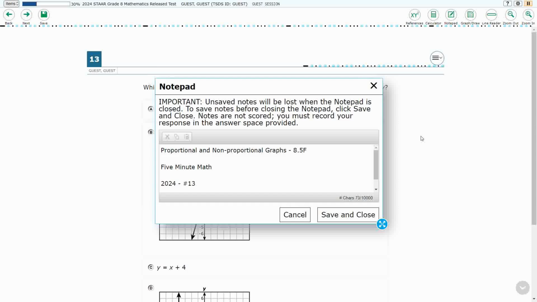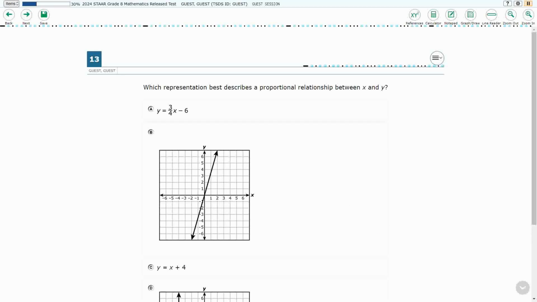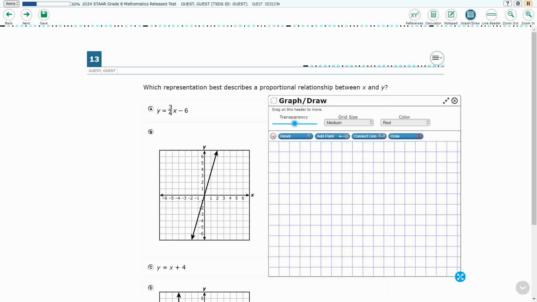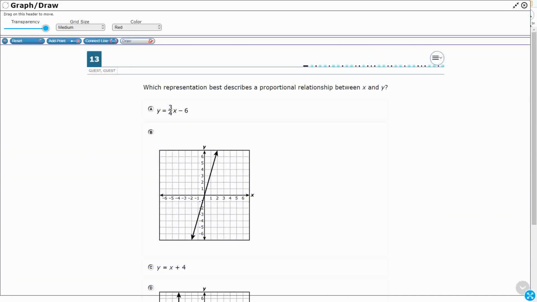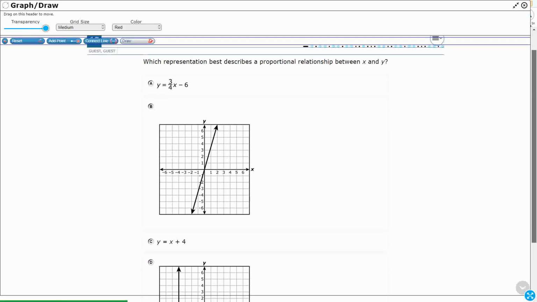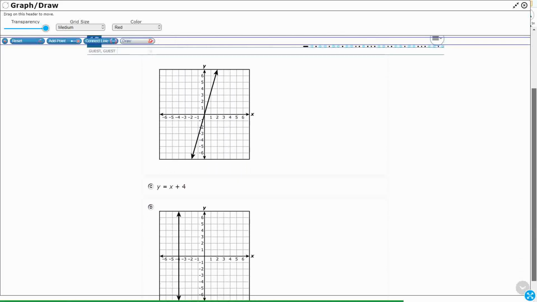Today we are looking at the 8th grade concept of proportional and non-proportional graphs. This is standard 8.5F in the great state of Texas, and we are using item number 13 of the 2024 released STAAR test. If you haven't done so already, please take a moment to pause the video, work this problem out on your own, unpause it, and we will look at our answers together.